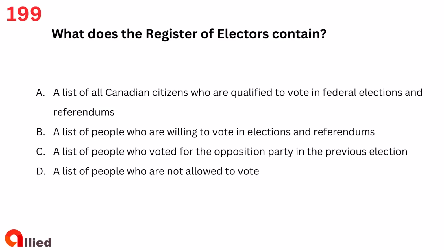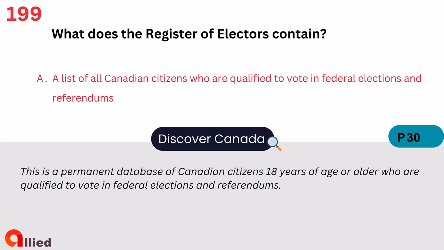Question 199. What does the Register of Electors contain? A. A list of all Canadian citizens who are qualified to vote in federal elections and referendums. B. A list of people who are willing to vote in elections and referendums. C. A list of people who voted for the opposition party in the previous election. D. A list of people who are not allowed to vote. The answer is A. A list of all Canadian citizens who are qualified to vote in federal elections and referendums.